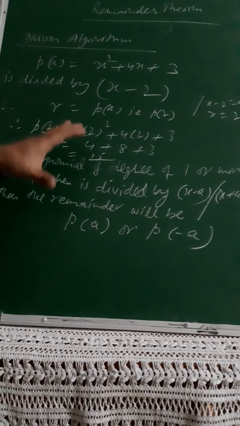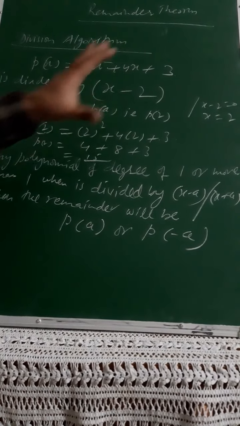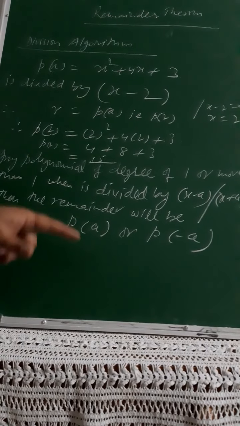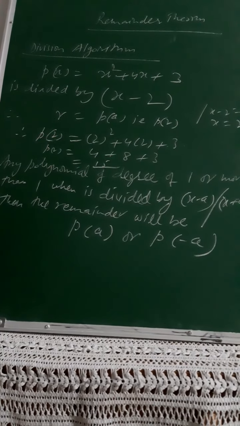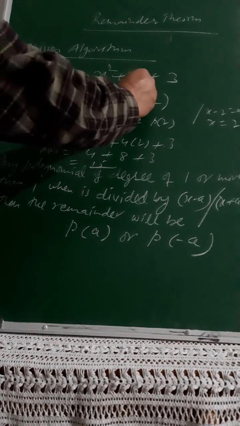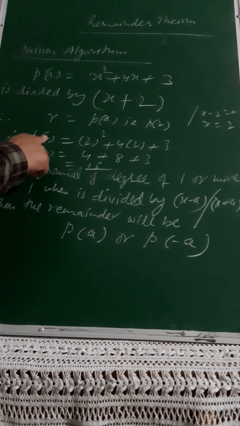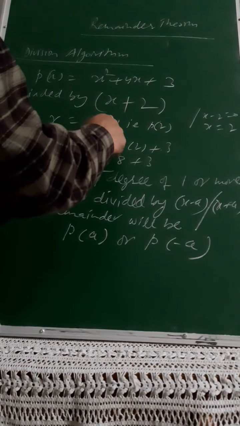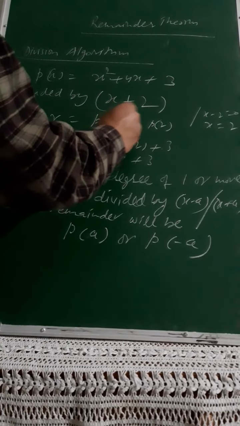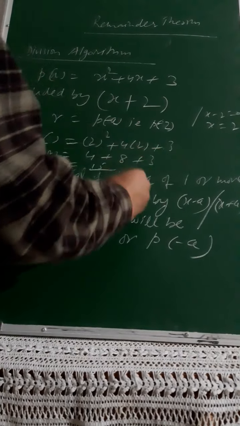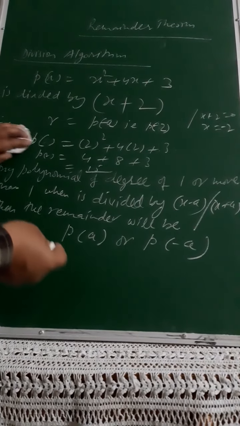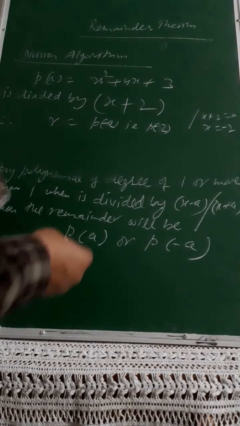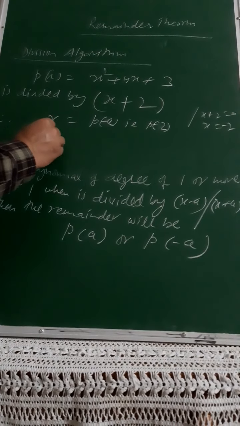So, the point of discussion is, you can avoid your long division when we have to apply the remainder theorem. Directly, if it is x minus 2, I can replace x by 2. Suppose it is x plus 2, then what happens? Then it will be p(minus a), which means I have to replace x by minus 2. If it is plus 2, it will be minus 2. So my remainder will be p(minus 2).